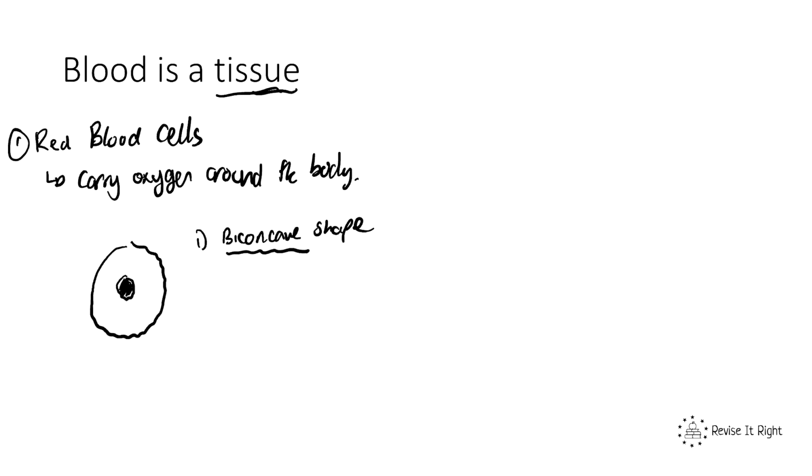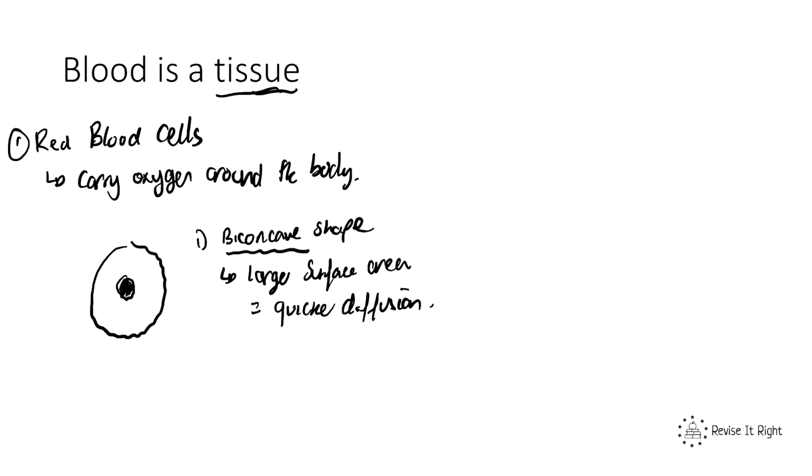They're a biconcave shape, and the importance of this is to give them a larger surface area. Okay, and you'll remember from our video hopefully on diffusion that the larger the surface area, the quicker diffusion happens. Now, oxygen is going to move into and out of the red blood cells by diffusion, therefore it's going to do so quicker with a larger surface area. So larger surface area for quicker diffusion, and that's because they have a biconcave shape.